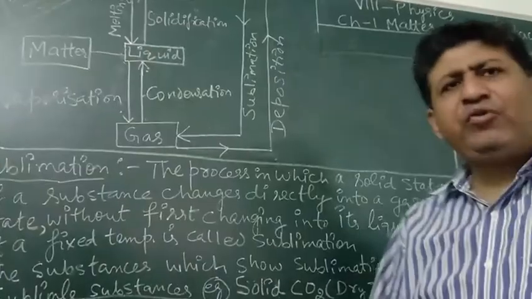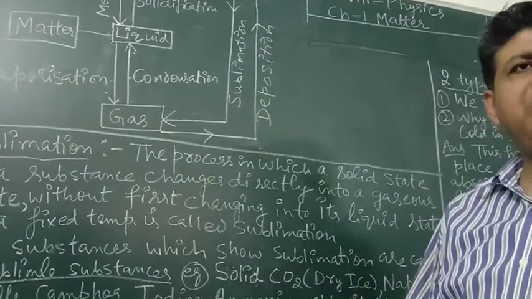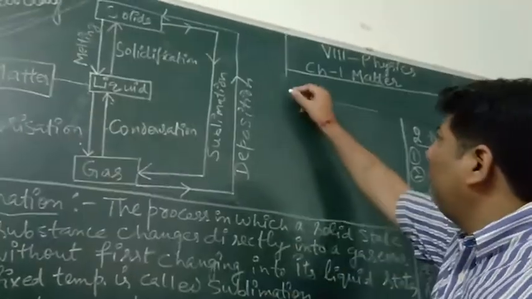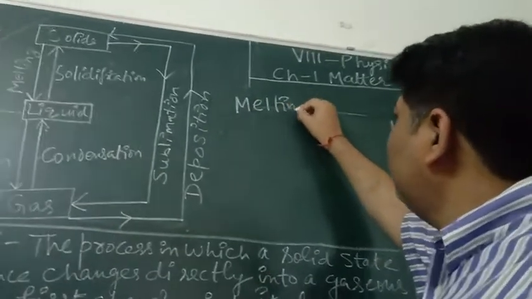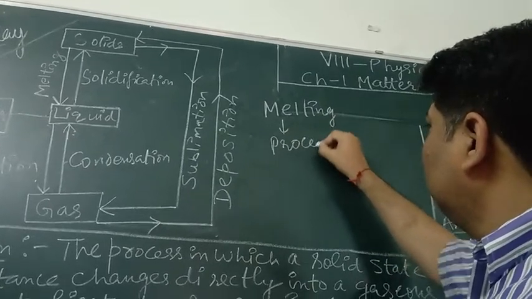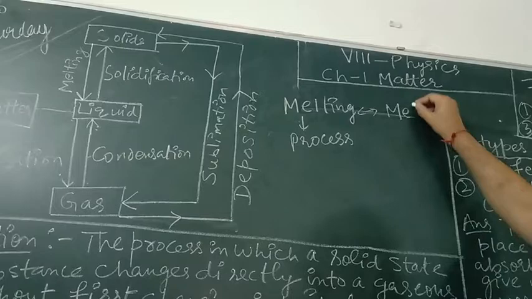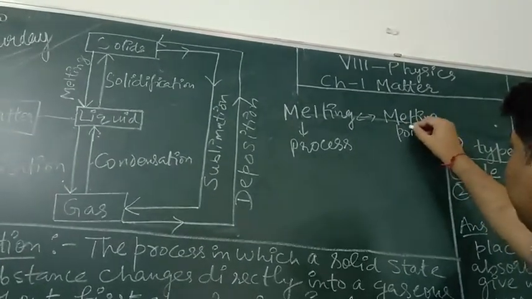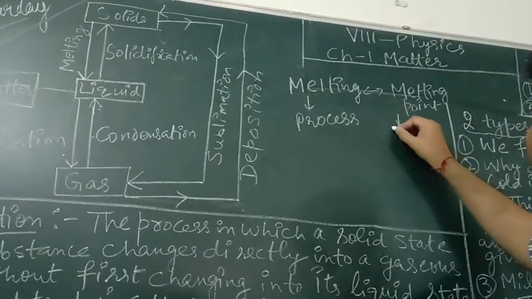Now I'm just reiterating this for you. Please make sure you remember the difference. I don't want to see that mistake happening when you intermix these two. This is melting, which is a process, and this is melting point, which is a fixed temperature at which melting takes place.